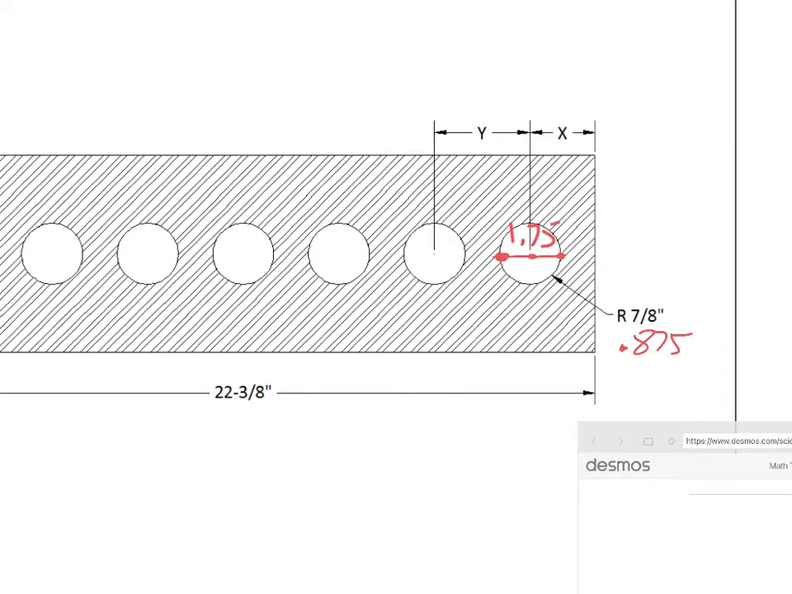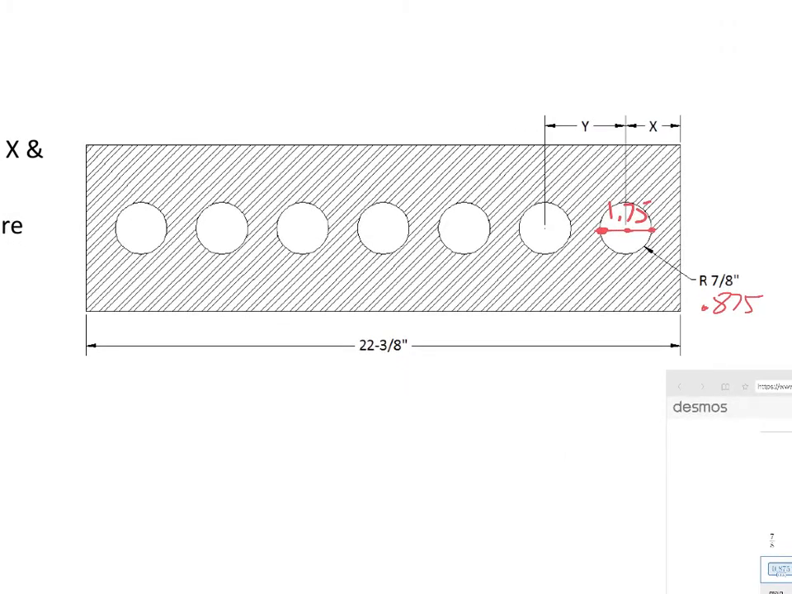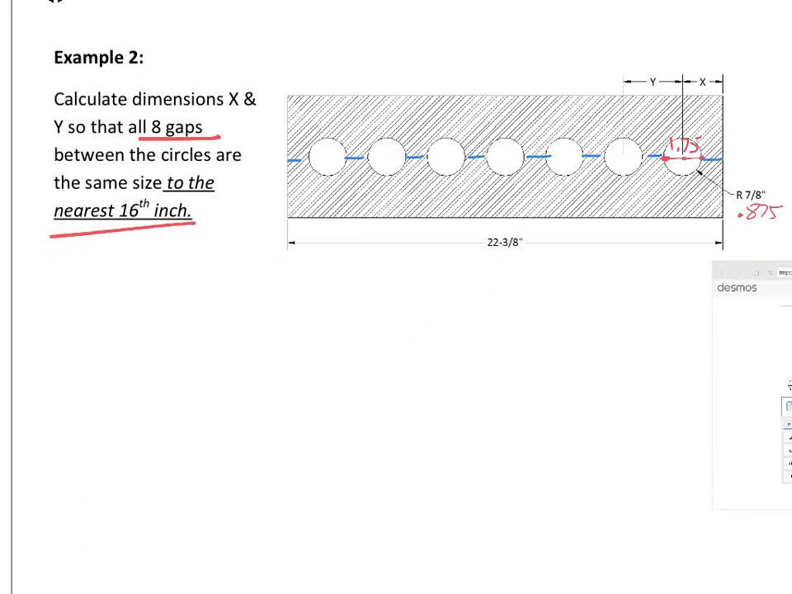So we've got all of these gaps here that we need to figure out. We'll do it in blue. All these blue gaps. There's 8 of them, and there's 7 holes. So we have 7 holes, and we have 8 gaps or spaces.